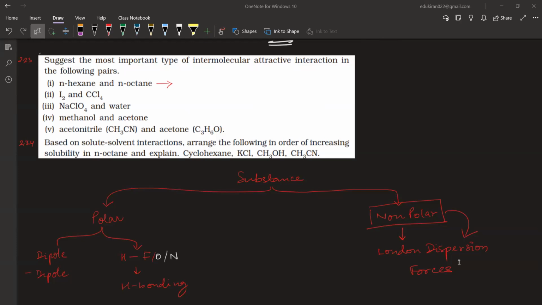Let me ask a few more. Khalil, what do you think? Polar or non-polar? Sir, polar. Yes, polar. Okay, Maimuna, what do you think? Polar or non-polar? Polar. Okay, how do you identify, by the way? How do you say something is polar and something is non-polar? Tell me.